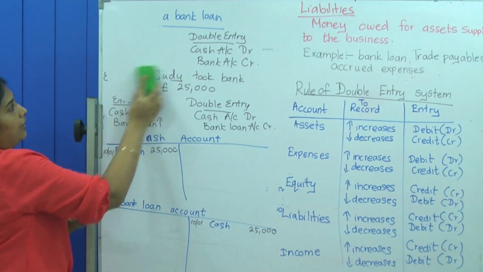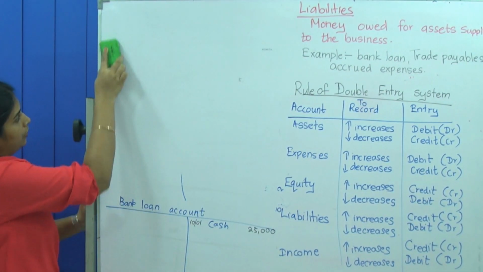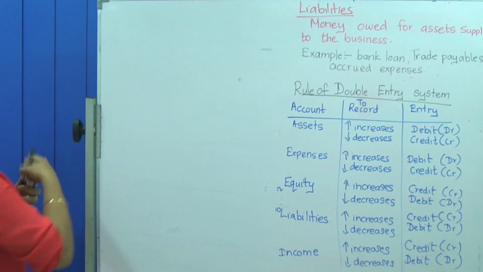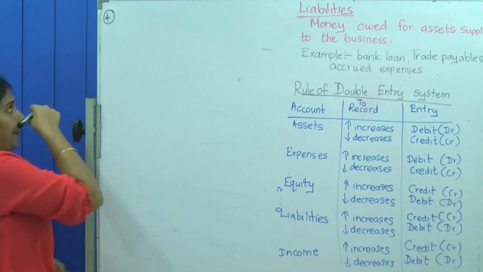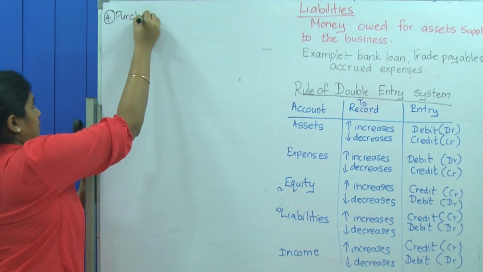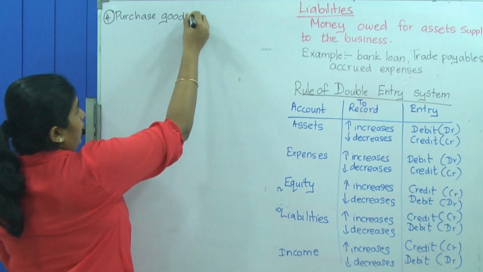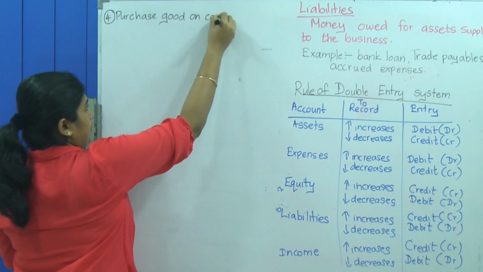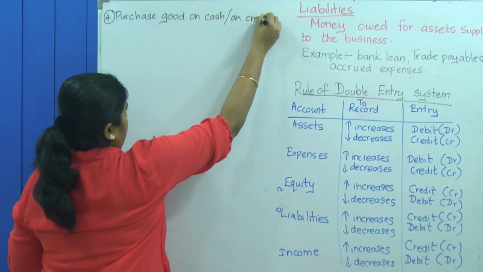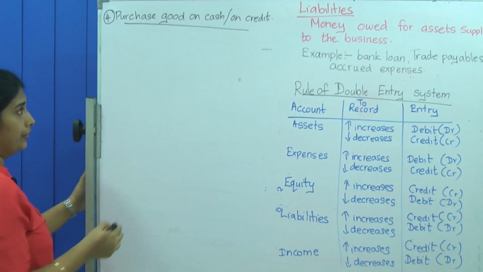Now we'll look at the last transaction. We have 15 transactions altogether, but in this video I'll teach you around 4 transactions. The fourth one is when you purchase goods. When you purchase goods, it can be either on cash, where you pay in cash, or on credit. So you can purchase goods on cash or on credit.